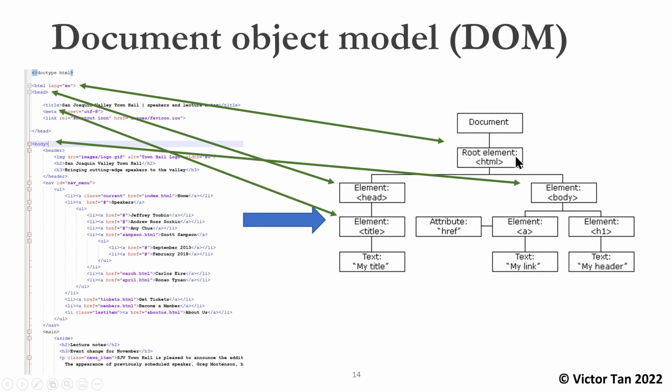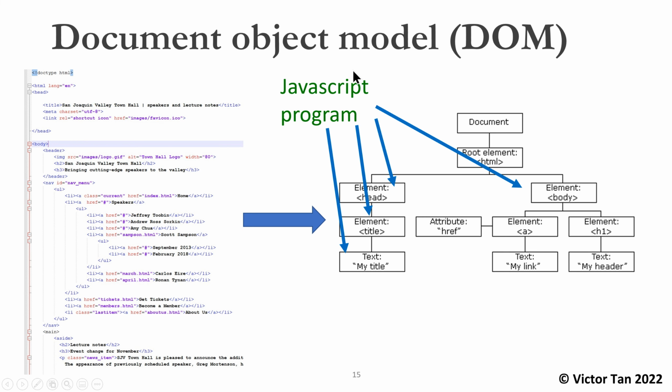Now what happens is when your browser loads a JavaScript program, your JavaScript program basically can manipulate this DOM tree. So your browser will expose an API to the JavaScript program. The JavaScript program can call various methods in this API, which will allow it to manipulate this DOM tree.